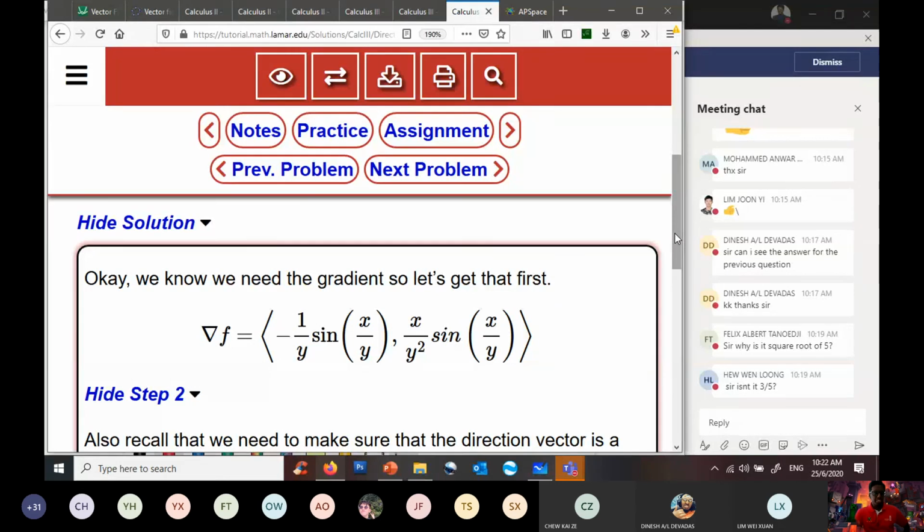So always remember to use chain rule. Of course, if you differentiate cos, you get negative sine, but then you have to further multiply with what you get when you differentiate the thing inside the bracket. So that's where the -1/y, the x/y square, come from, the chain rule part.